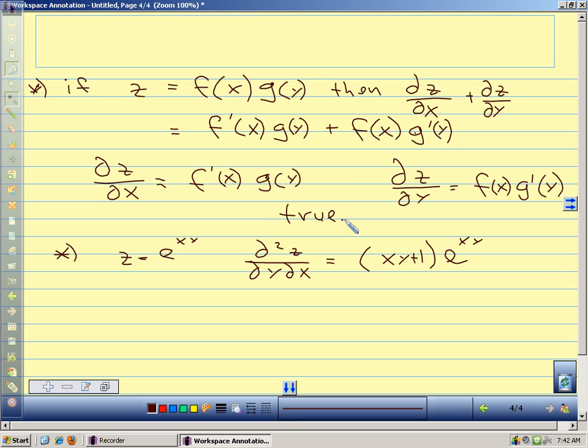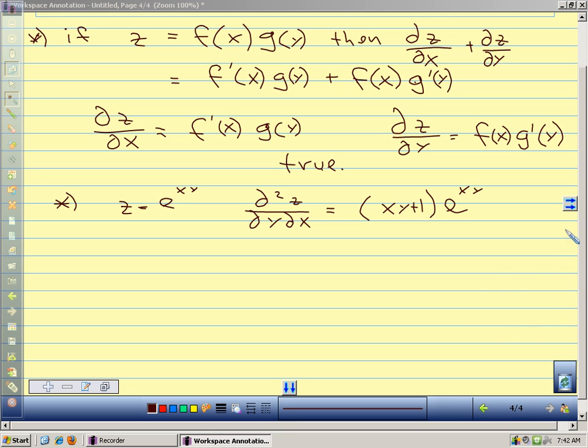Any speculation from the back row there? You guys that are working on these mixed partials really hard? Scott says false. Scotty agrees with you. All right, so let's look at this one. Which derivative is this telling us to take first? dx. We have to take the partial with respect to x. So let's do dz dx equals what? y e to the xy. Does everybody agree?